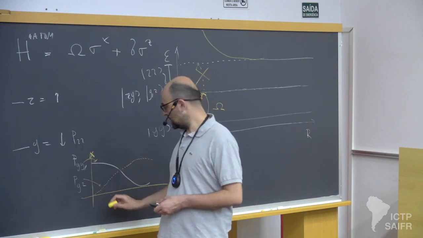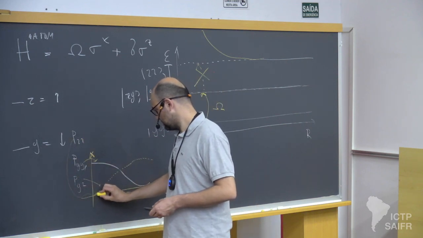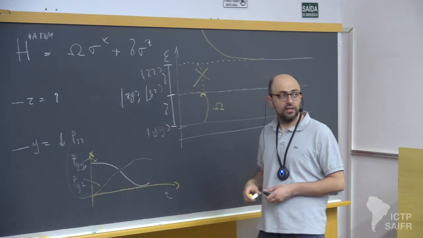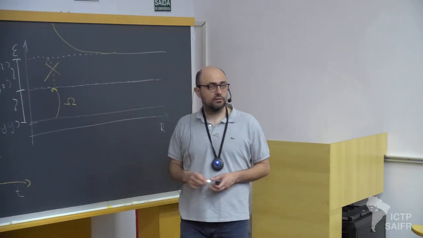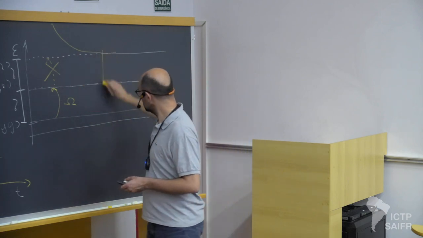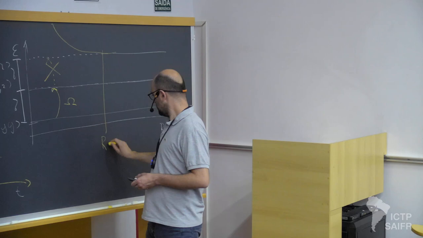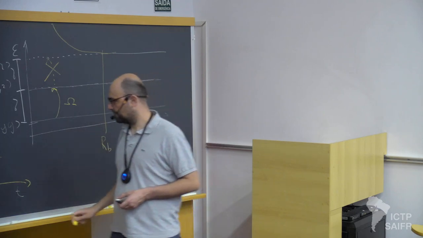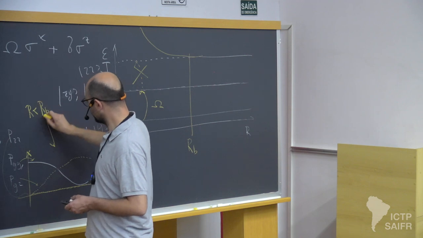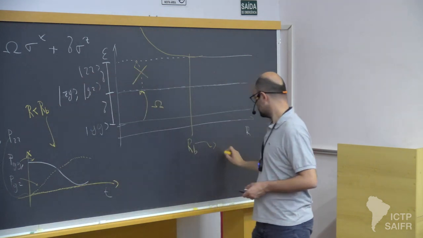But P_RR will essentially always stay zero. You will never realize a state which has two Rydberg atoms excited. Okay? And this is happening for every distance which is smaller than R_B. This diagram is true for R smaller than R_B. It's called the blockade radius.